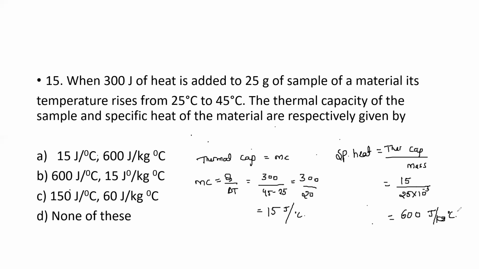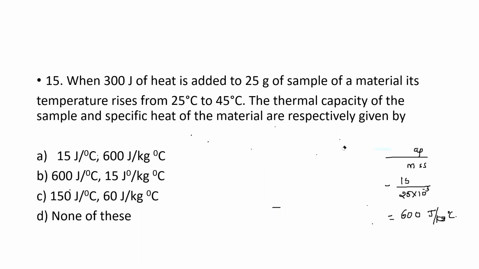So option A is the right option here. Right? 15 is thermal capacity, then specific heat is 600. According to the question, option A is the right option. If it were given as specific heat capacity, then it would be option B. But here it is given as thermal capacity, then specific heat. Therefore, option A is the right option.